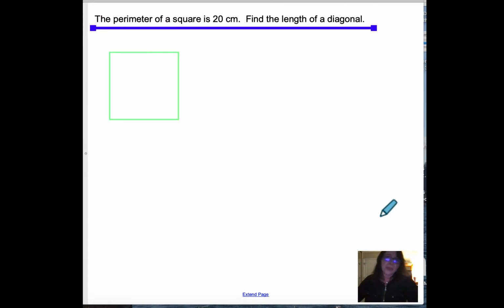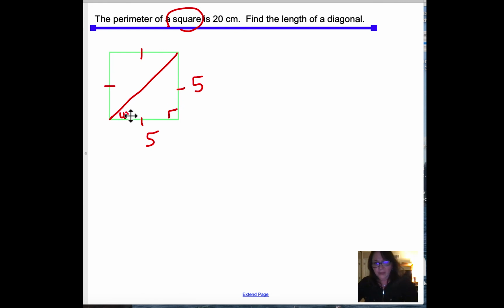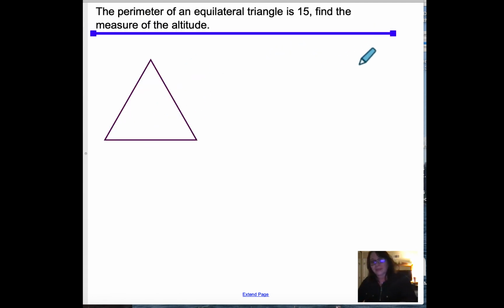Cool. The perimeter of a square is 20. So what you need to remember about a square is it has 4 congruent sides. So 20 divided by 4 is 5. So each of these sides is 5. Your job is to find the length of the diagonal. And in a square, you know that these angles are 45 degrees. So you've got 45, 45, 90, 5, 5. That diagonal is going to be, that length is going to be 5 root 2.